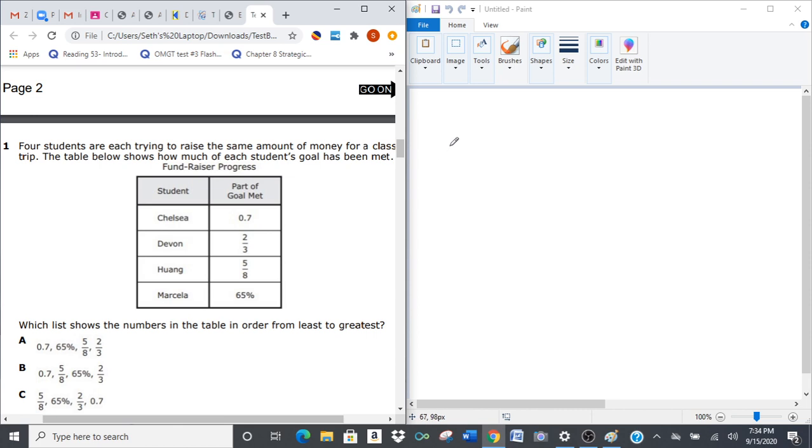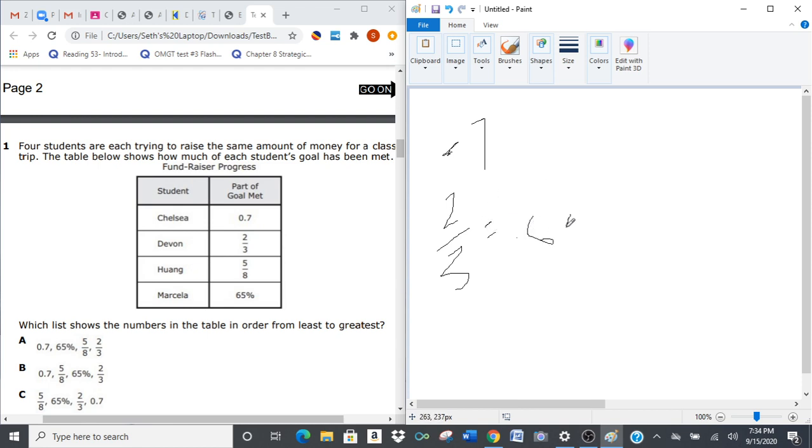So, Chelsea, 0.7, so that's a decimal. I would always do decimal. 2/3. 2/3 is not a decimal, but how can you get it into a decimal? You can do 2 divided by 3, which gives you 0.66. 5/8. So you would do the same thing you did for 2/3. 5 divided by 8 equals, I believe, 0.625.